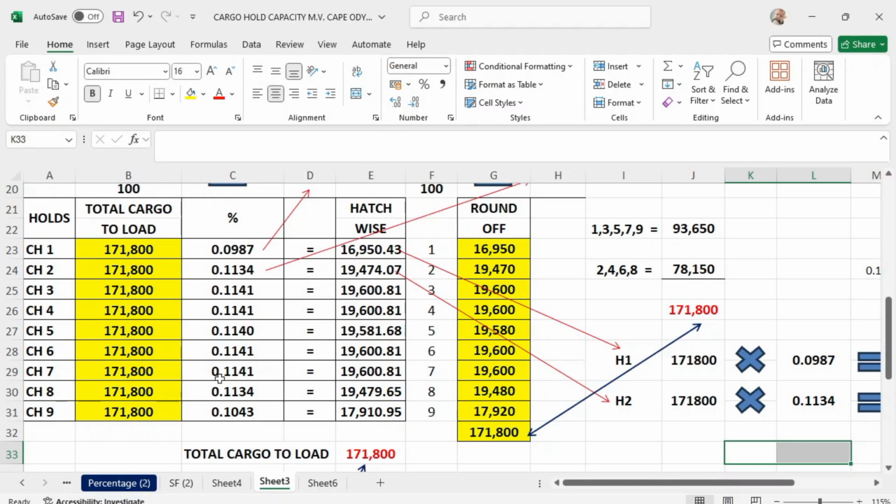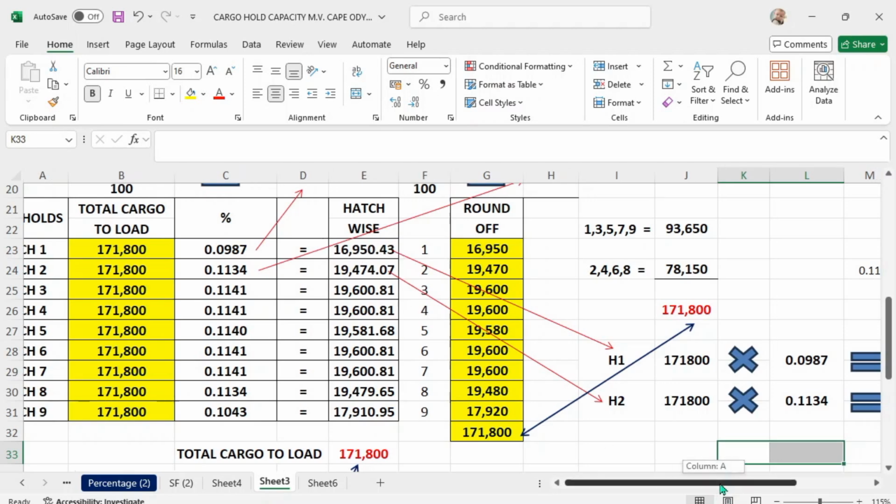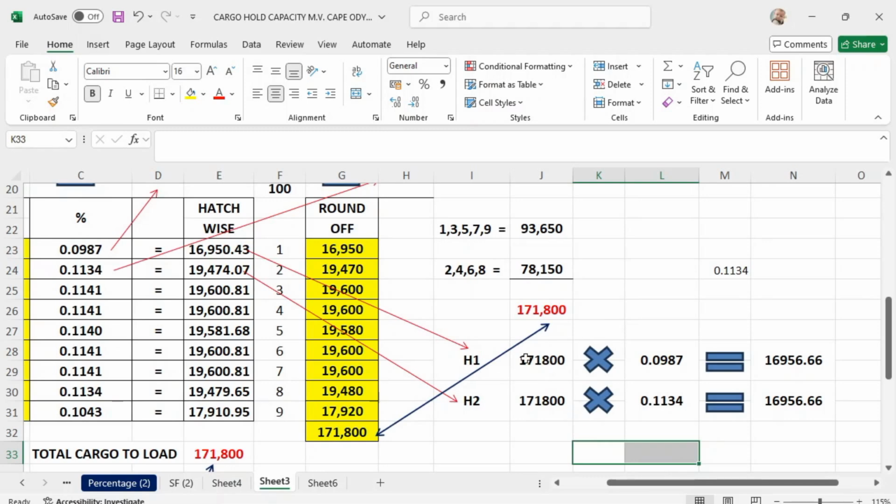Okay, so again, to get the value of hold number 1, or the value of how much cargo we're going to load, which is this one. So this is the total cargo. Maximum cargo to load is 171,800. Multiply it with the percentage of 0.0987, and that will be 16,956.66. Okay, that will be this one.